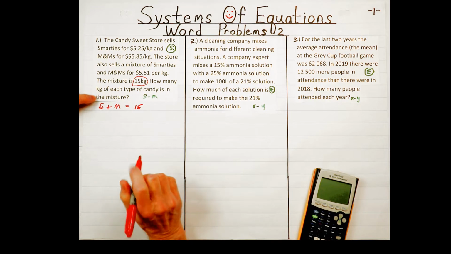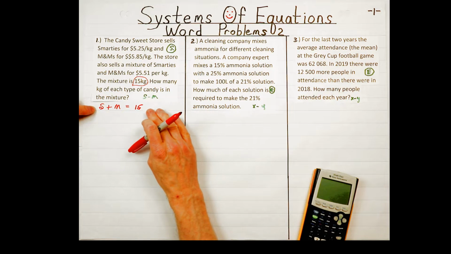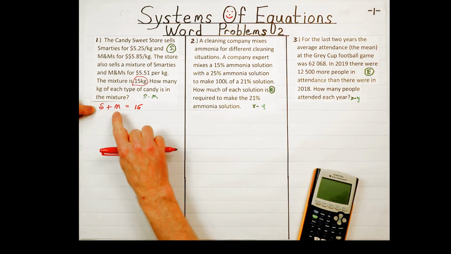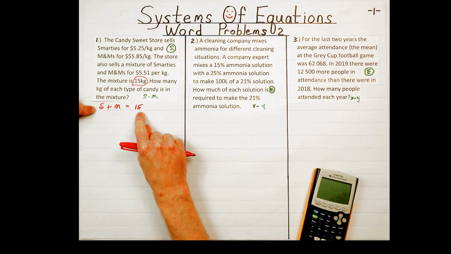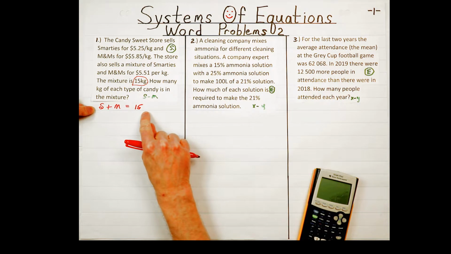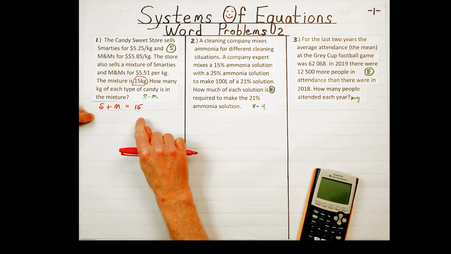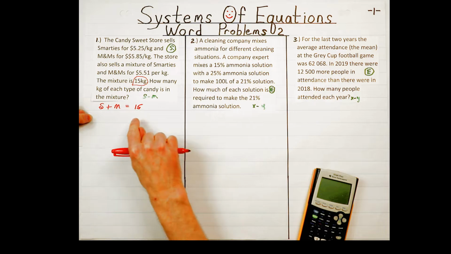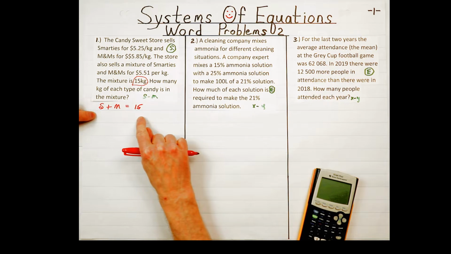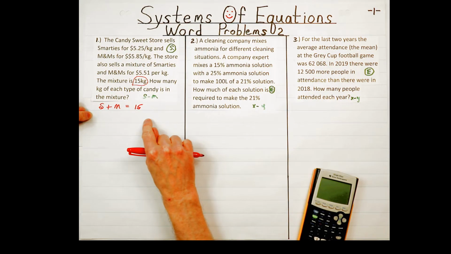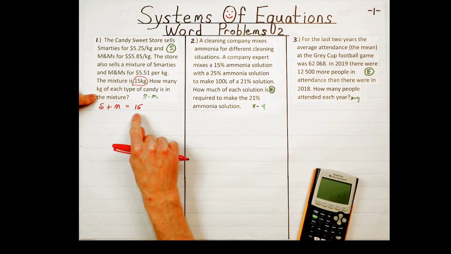Now, this equation has to do with the kilograms of Smarties, the kilograms of M&Ms, and the total kilograms. This equation has nothing to do with the price of the Smarties and the M&Ms. The second equation has to do with the price of Smarties, the price of M&Ms, and the total price. It doesn't have anything to do with the mass of the candy. So the first one is about the total kilograms, the second one is about the total price.